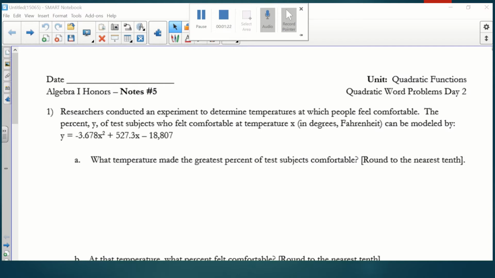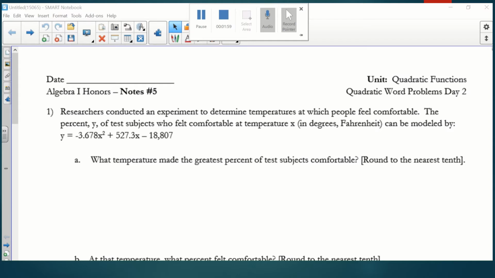So question 1: researchers conducted an experiment to determine temperatures at which people feel comfortable. The percent, y, of test subjects who felt comfortable at temperature x in degrees Fahrenheit can be modeled by y equals negative 3.678x squared plus 527.3x minus 18,807. All right, so here we go. What temperature made the greatest percent of test subjects comfortable?